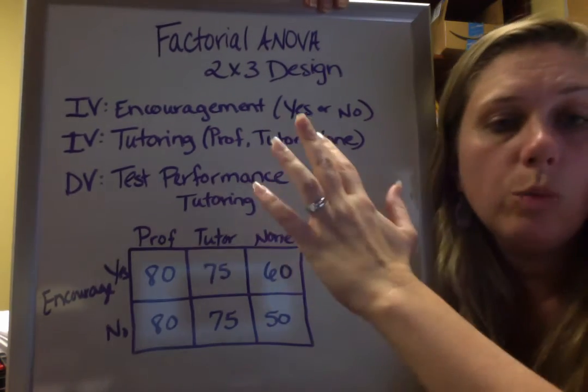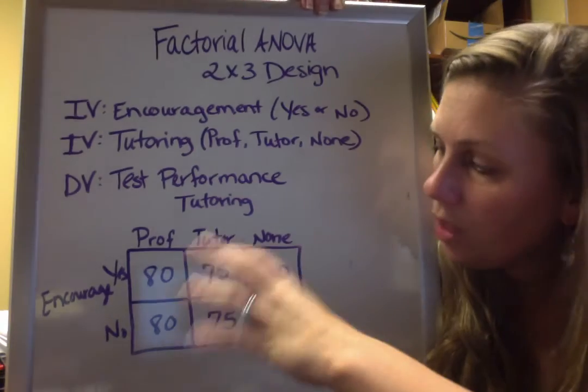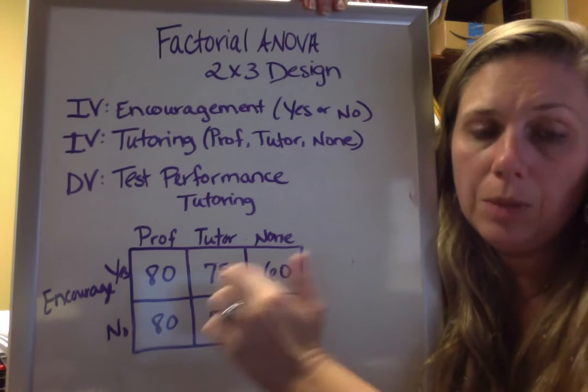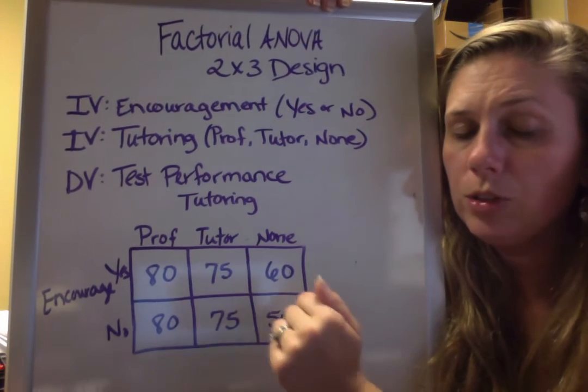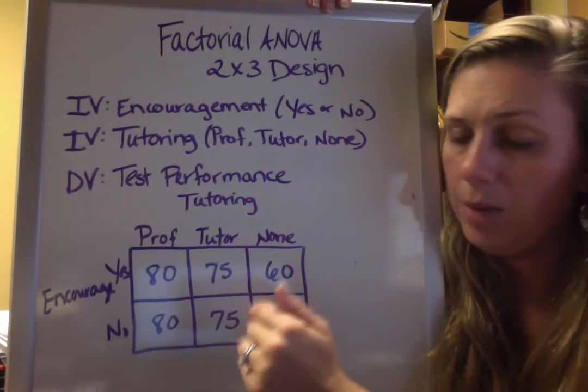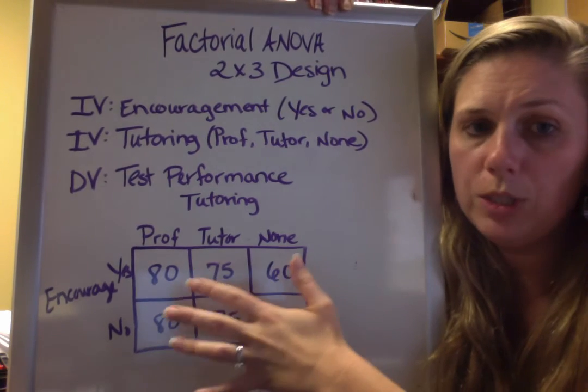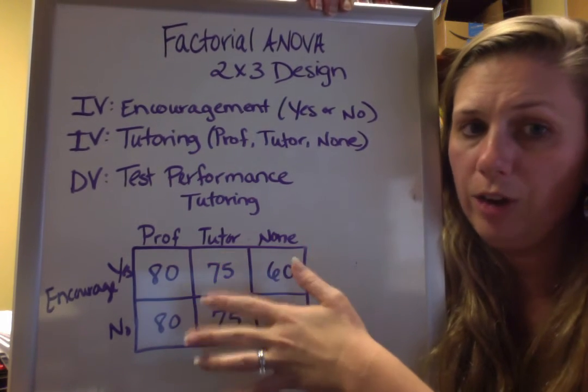Okay, so once you've designed the study, you've come up with your means inside the boxes. The means inside the boxes are called cell means, and we'll need them when it comes to predicting and understanding the interaction.